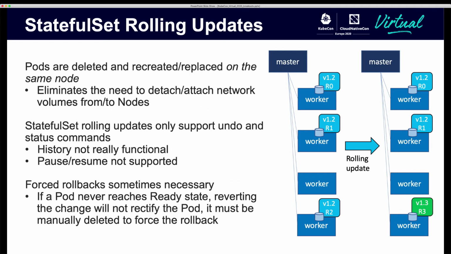For rolling updates, pods are deleted and recreated or replaced on the same node. So unlike deployments where we're deploying application replicas to potentially new workers, we're going to deploy a new version of the application to the exact same worker. This eliminates that need to detach and attach network volumes from the old node to the new node, right? That could be a heavyweight operation.